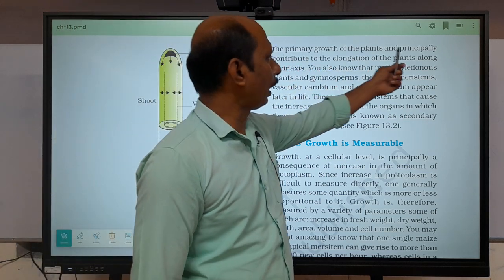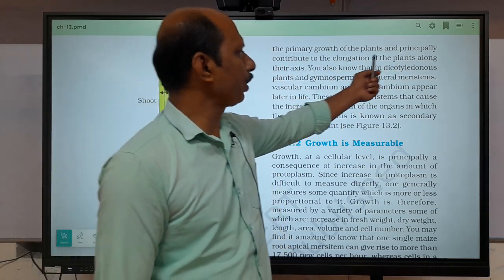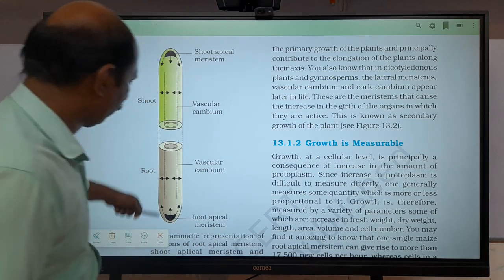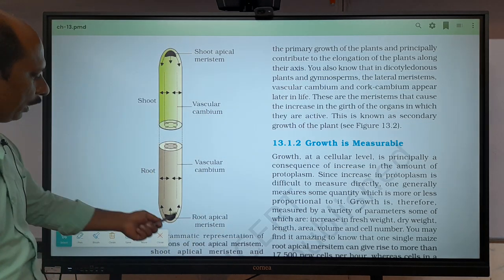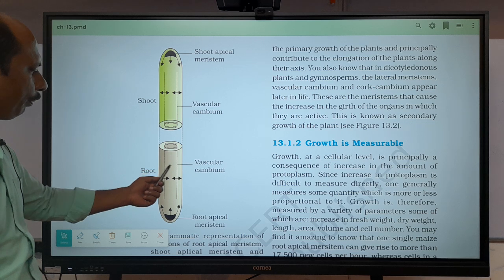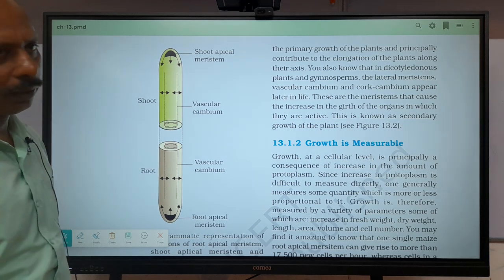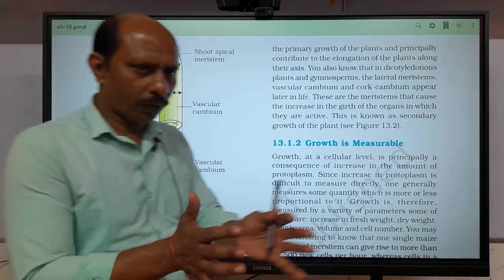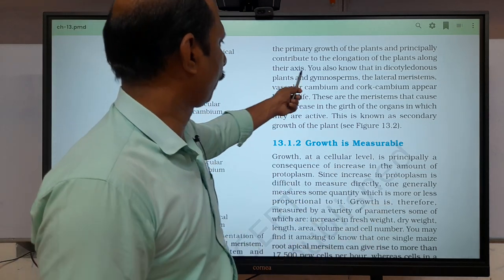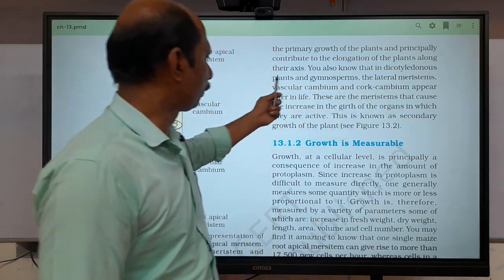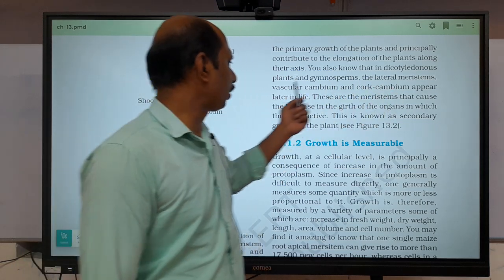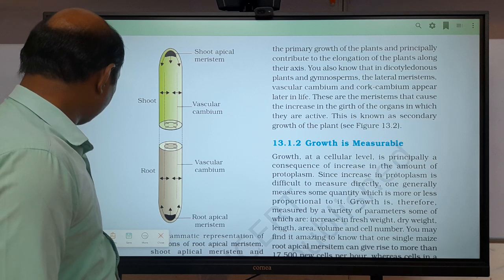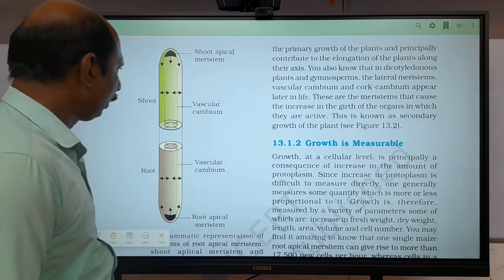The primary growth of plants is principally contributed to the elongation of the plant along their axis. Elongation means length. This one is given here: shoot apical meristem, this one is root apical meristem. They are vascular cambium, responsible for secondary growth, right? So primary growth is for elongation, secondary growth is for thickness, for girth. You also know that in dicotyledonous plants and gymnosperms, the lateral meristem is called vascular cambium.